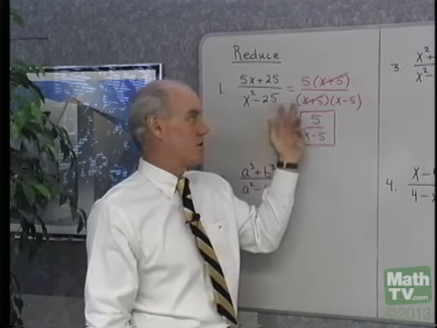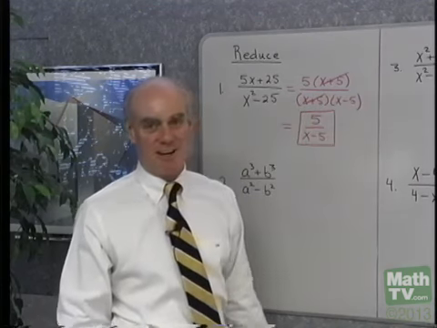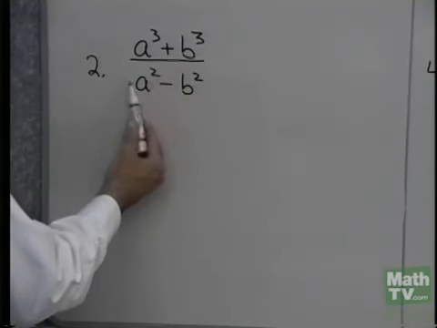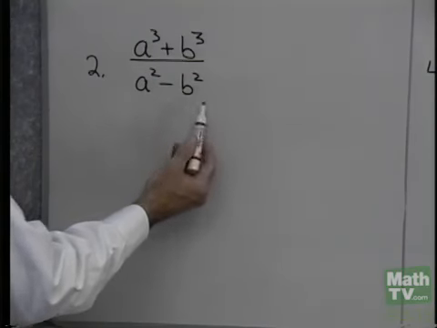So that's the reduced version of this original rational expression right here. And we reduce to lowest terms by factoring the numerator, factoring the denominator, and then dividing out any factors they have in common. Second problem here, we have this rational expression. In the numerator is the sum of two cubes. In the denominator is the difference of two squares.